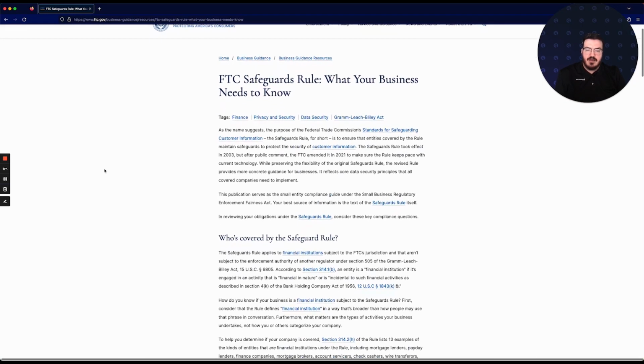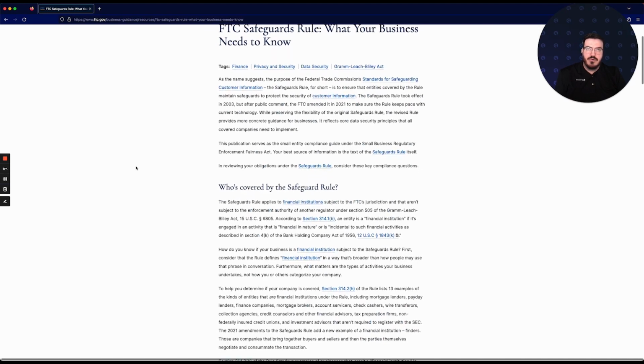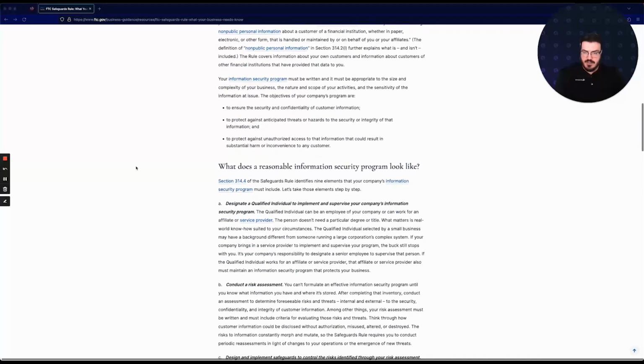I'll link down below a little deeper article that shows more granularly the rules for businesses. But what I really wanted to touch on were the solidified cybersecurity requirements. So let's hop down to that.